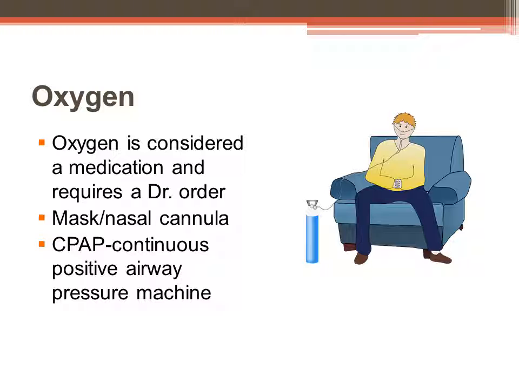Oxygen is considered a medication and requires a doctor's order. It can be given through a mask or nasal cannula. A CPAP, or continuous positive airway pressure machine, forces air or oxygen into the lungs. It's used many times for individuals with sleep apnea. CPAPs require air to be moisturized to avoid drying out the skin and the mucous membranes.